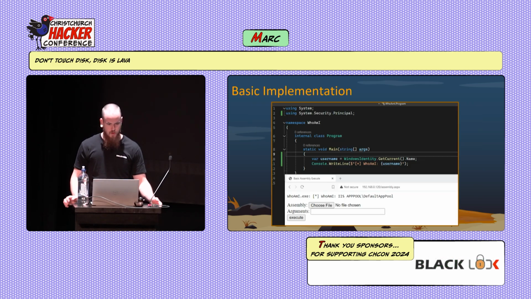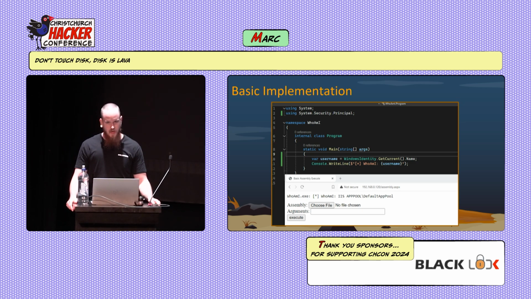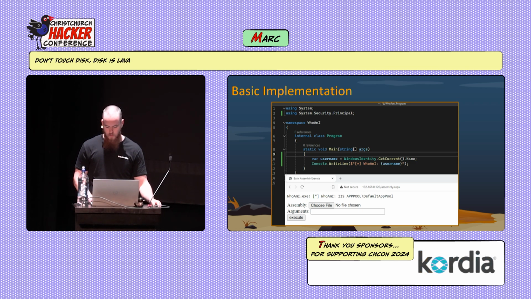So if we were to re-implement one of those first shells, we'd have something like this. We've got a file input, which we're going to upload our assembly we want to execute with, and then we've just got a text box for arguments. And in the background, I've re-implemented whoami to simply print out the Windows identity of the process running the application. So when we upload that to our web shell, we're running as a default app pool account, which is a default IIS application account.